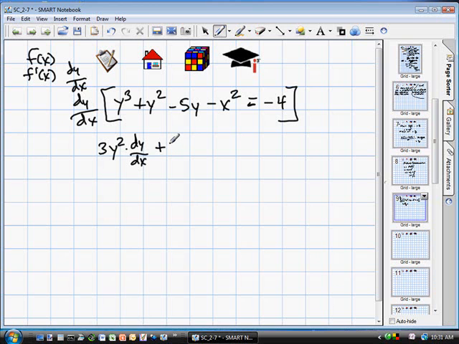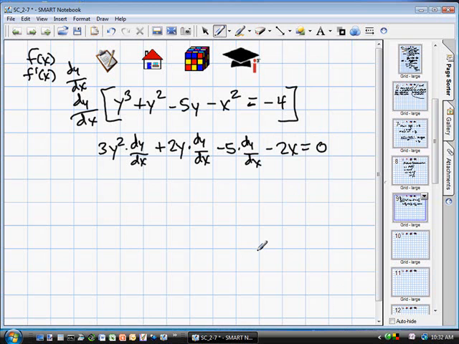Okay, now y squared. Well, first of all, the power rule's no problem, but that's an outsider, so I have to use the chain rule. Next term. Well, that's minus 5, but y is an outsider. Now comes an x. No problem. Negative 2x. And what's the derivative of a constant?